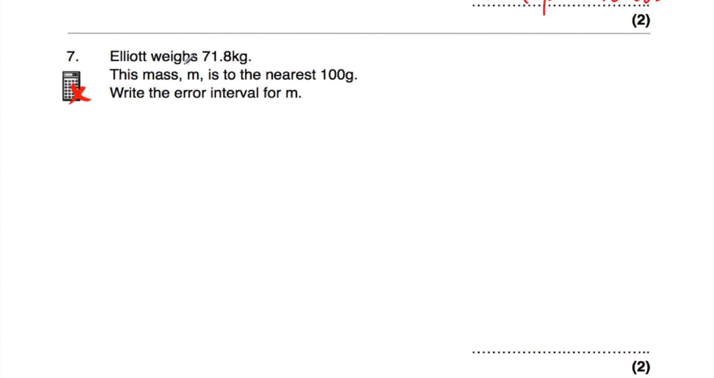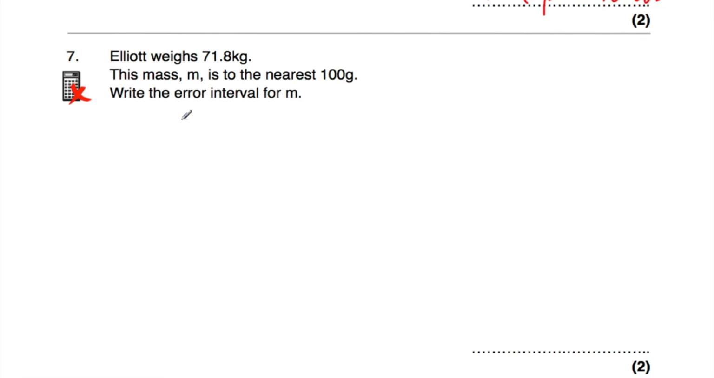Okay, let's have a look at question number 7. Question number 7 says, Elliot weighs 71.8 kilograms, and this mass, m, is to the nearest 100 grams. So this is his weight correct to the nearest 100 grams, and we're to write an error interval for m, his mass. In this question, there are 2 different approaches. One is to work in kilograms, and the other is to change this into grams. I'm going to change it into grams and do that approach first, and then I'll do the other approach, keeping it in kilograms.